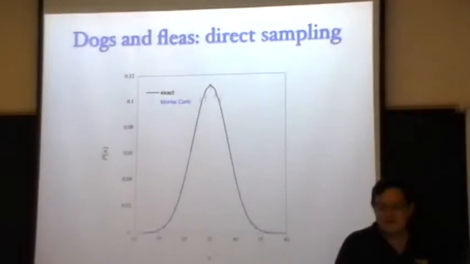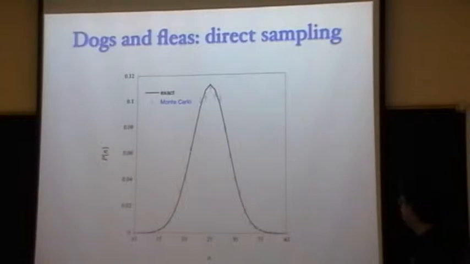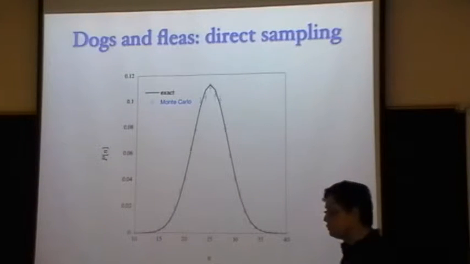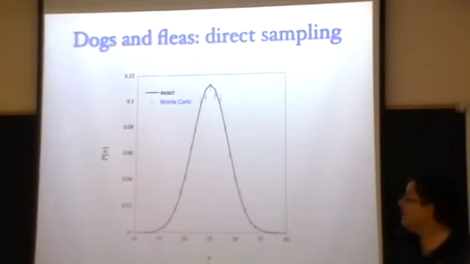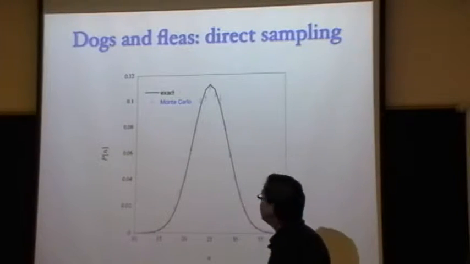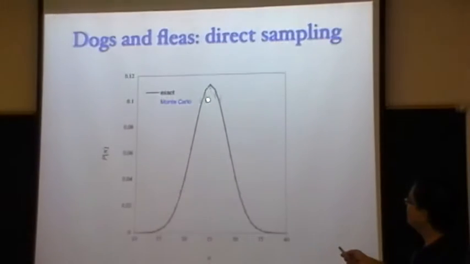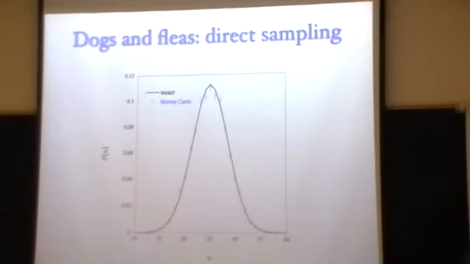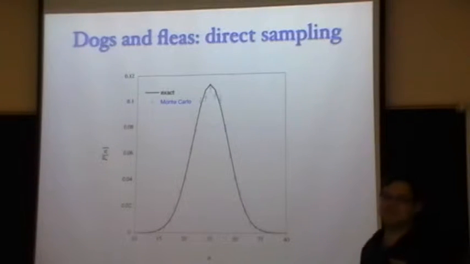And one can sample that by choosing for each flea whether it's on dog A or B. Then that's what we get, the Monte Carlo sampling, and it's all fine. Does anybody have problems with the fact that this point here is outside the error bars? Is that a problem? Would it be a problem if all points were inside the error bars?